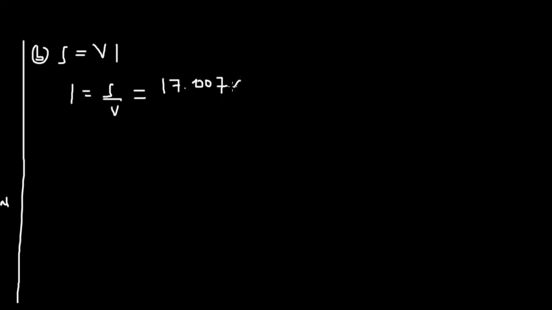17.007 times 10 exponent 3. Hope you know what times 10 exponent 3 is. That's our kilo. So divided by 400 volts, this will give us, let's say, 42.518 amperes.